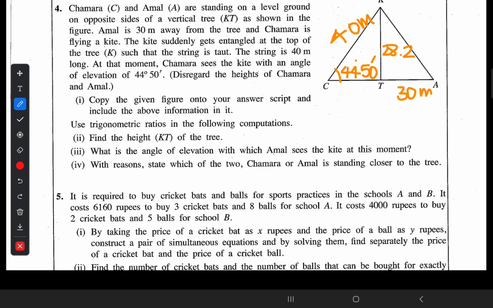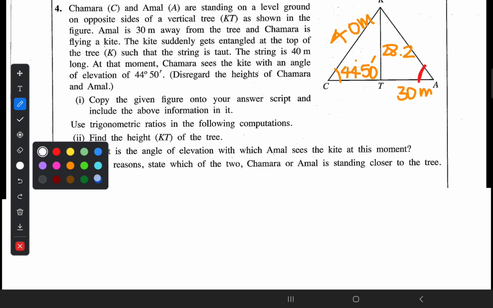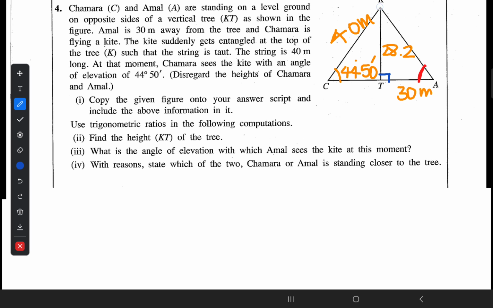The kite is entangled on top of this tree. That means you should find the angle of elevation, looking at the kite from the horizontal plane, from Amal's point of view. So you should find this particular angle. In this triangle, we already have two lengths. For this particular angle A, this is the opposite side and this one is the adjacent side. Opposite upon adjacent, that's tan.